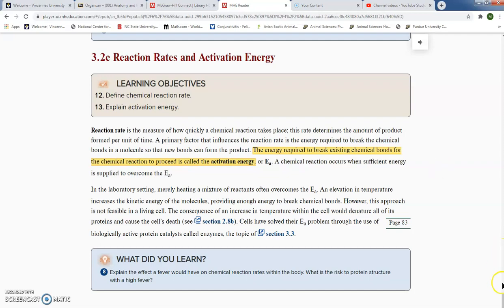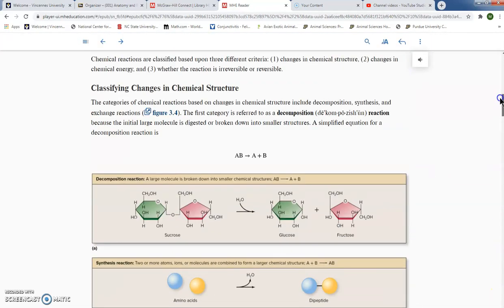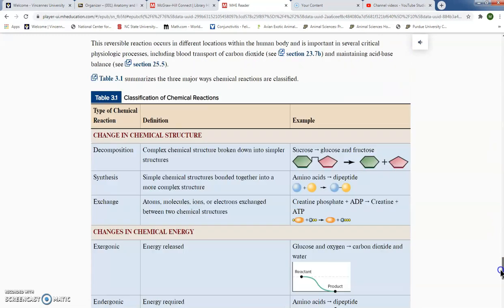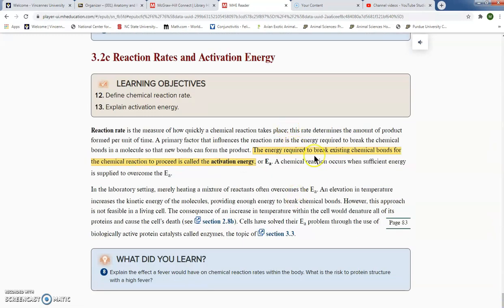Those chemical reactions that we were looking at up here, go back up here, they will require energy in order to happen. And they all vary on how much energy they need for it to happen. So we call that the activation energy of a chemical reaction. So it's just the energy required to break bonds so that a chemical reaction can proceed. So we call it the activation energy. So there's some energy input into a chemical reaction.